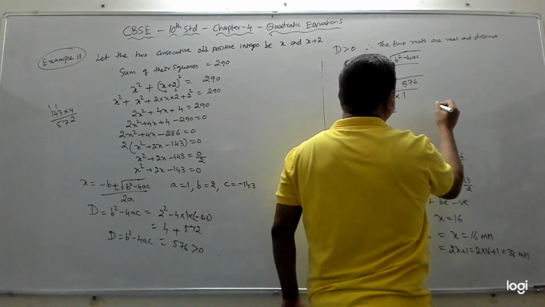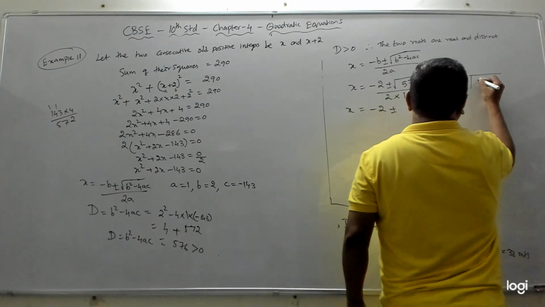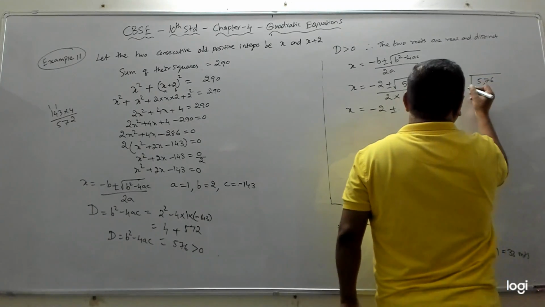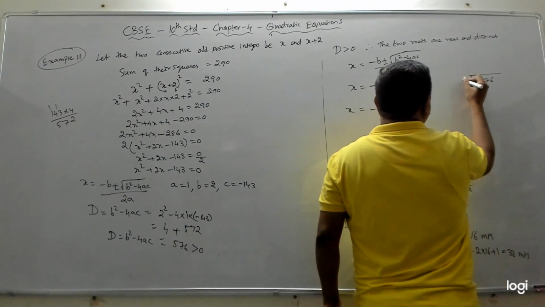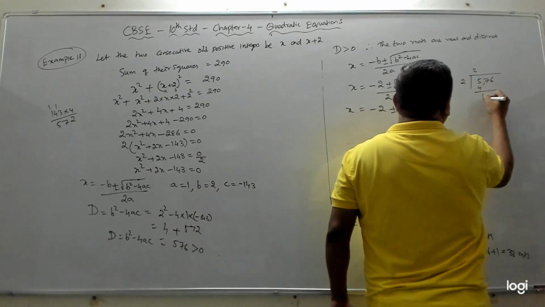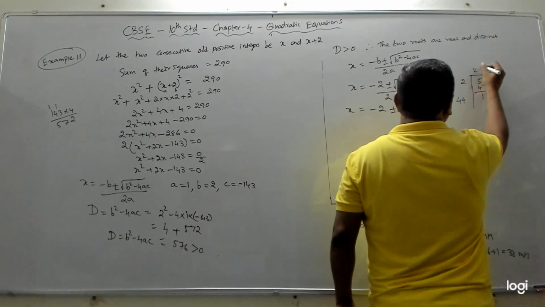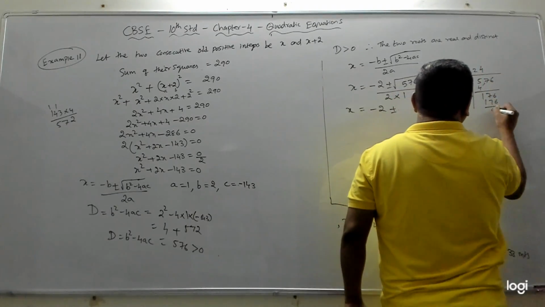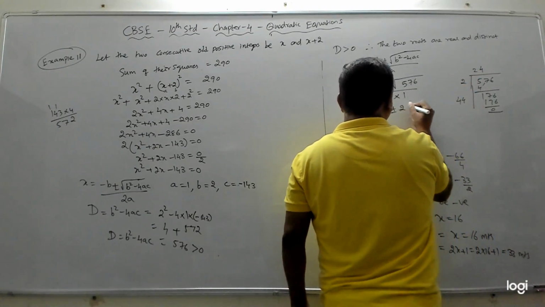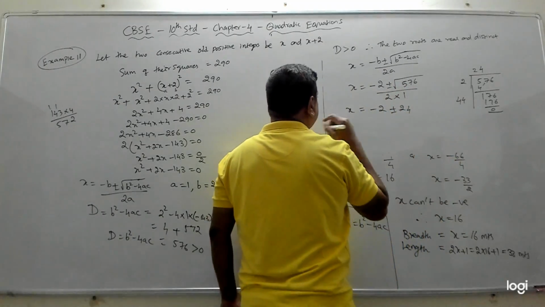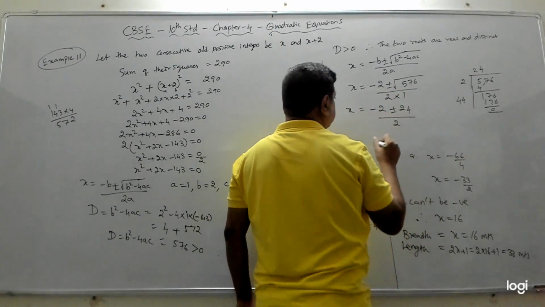Now the square root of 576 we have to find using the division method. 576. I'll start pairing two digits from right to left. So 2 2s are 4. 176. 2 2s are 4. So 44 into 4 will give me 176. Remainder 0. So 24 is the square root of 576, divided by 2 into 1, which is 2.